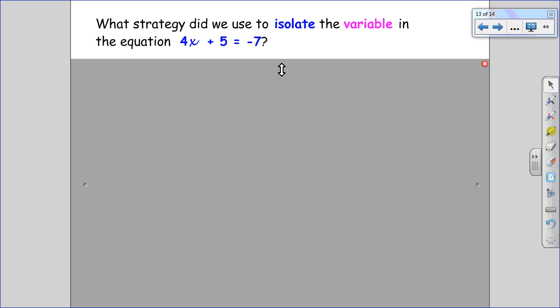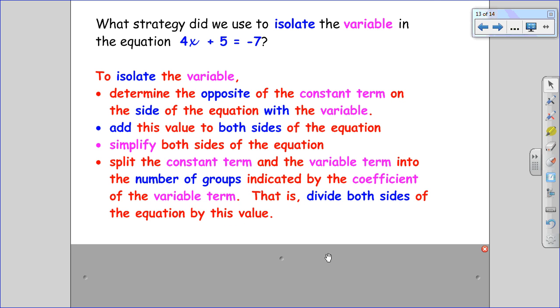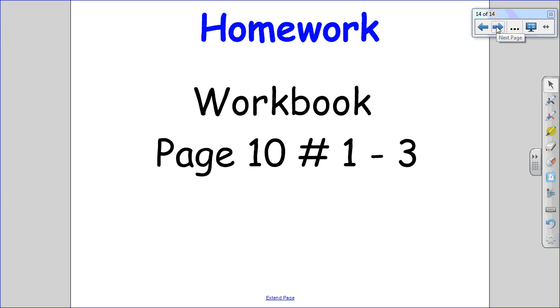Finally, what's our strategy? Again, same thing. We determined the opposite on the constant term side, so we figured the opposite of positive 5 was negative 5, and we added it to both sides. We simplified it, and then we divided by 4 to solve for x.